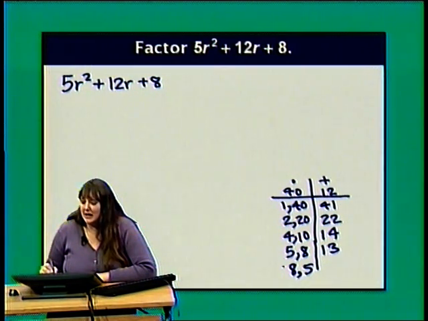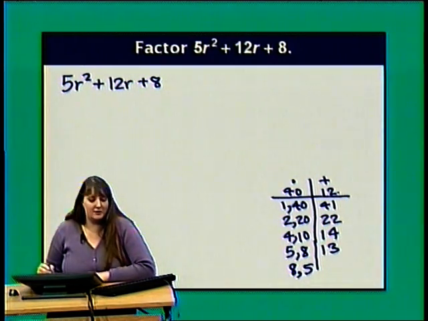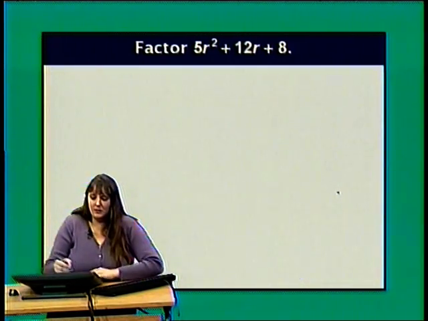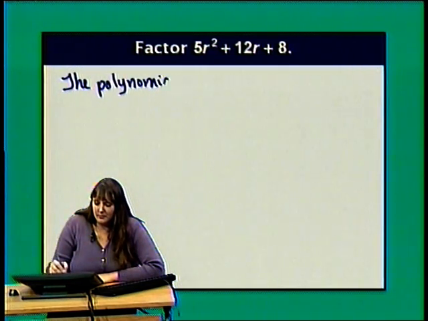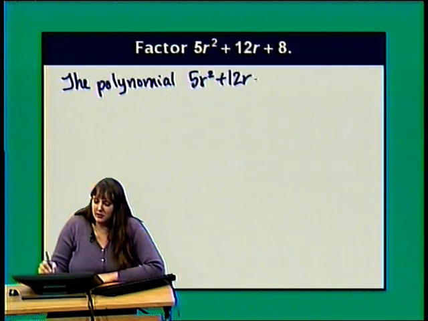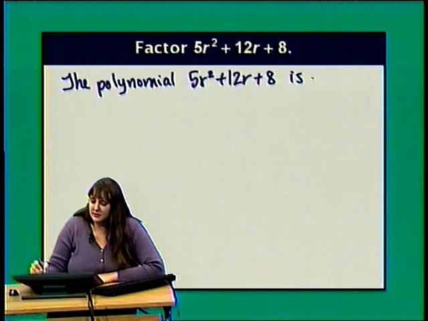Since we don't have any pair of positive integers that multiply to 40 and add to positive 12, it looks like this polynomial is prime. So the polynomial 5r squared plus 12r plus 8 is prime.